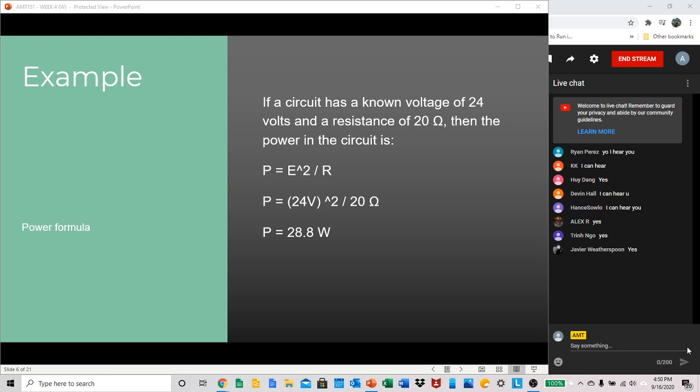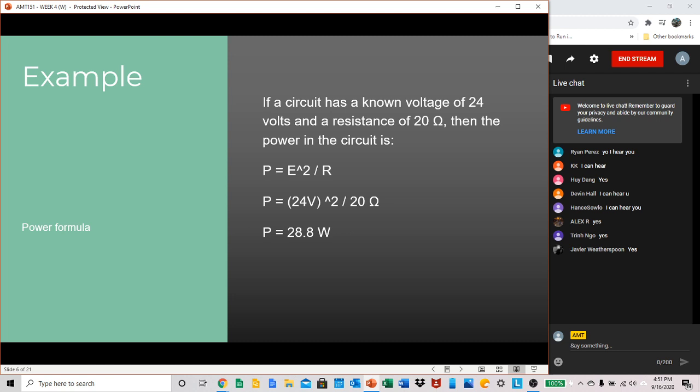So another example, if a circuit has a known voltage of 24 volts and a resistance of 20 ohms, then the power in the circuit is. So this is another example of a power equation we're trying to calculate for power. So in this equation, we can say that power is equal to voltage to the second power over our resistance, which is our 24 volts to the second power over 20 ohms. This equation would give us a power rating of 28.8 watts.